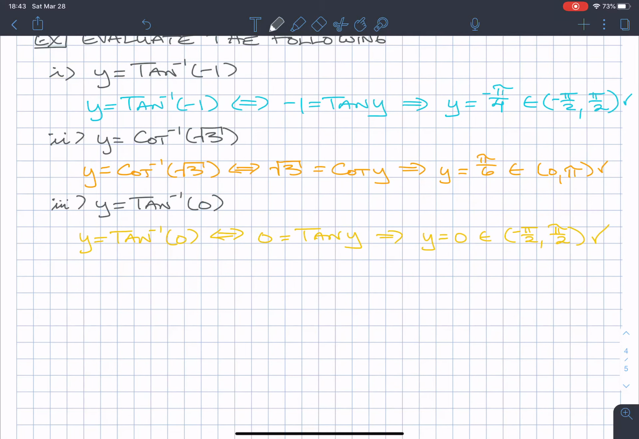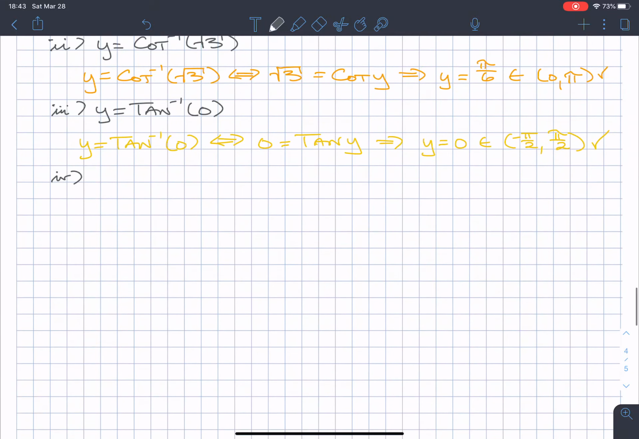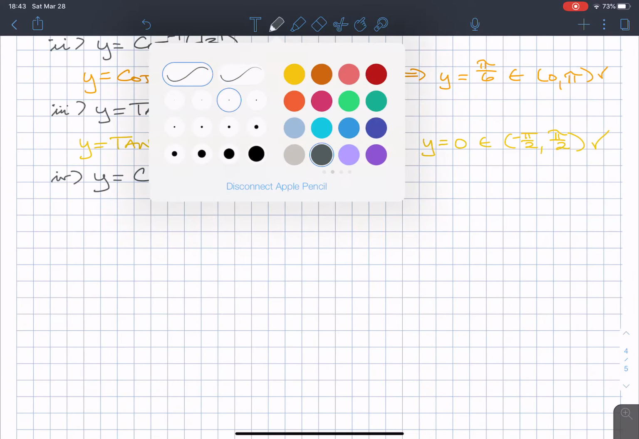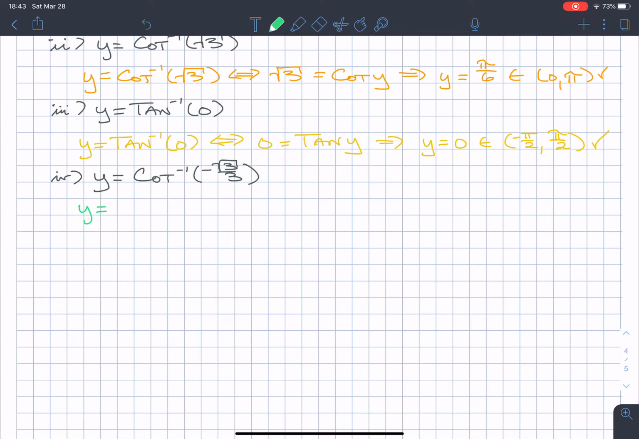And last but not least, number 4. Let's say that y is equal to cotangent inverse of negative root 3 over 3. Okay, so let's do y is equal to inverse cotangent of negative root 3 over 3, which has been rationalized. So I'm going to rewrite this unrationalized, so it'll be easier, as negative 1 over root 3. So I claim that negative 1 over root 3 is equal to normal cotangent of y.